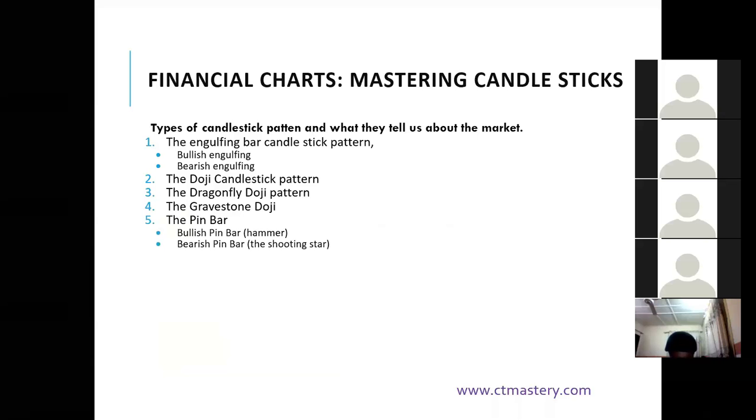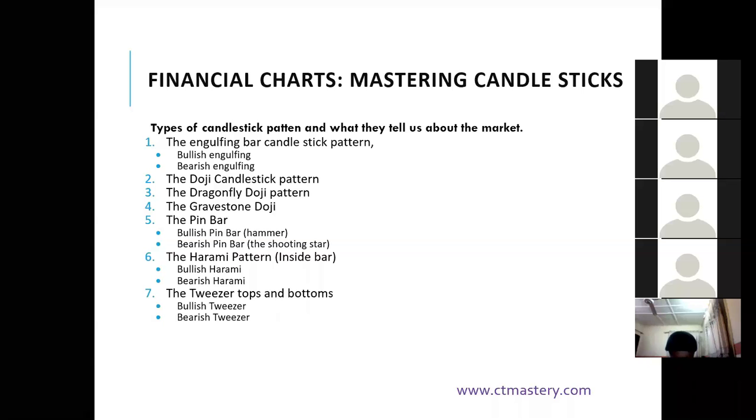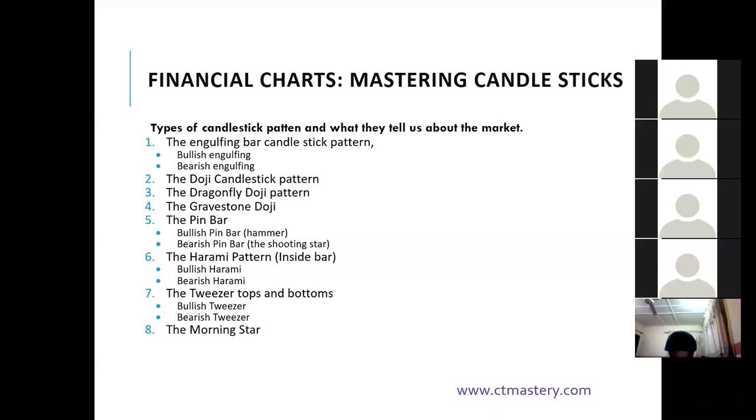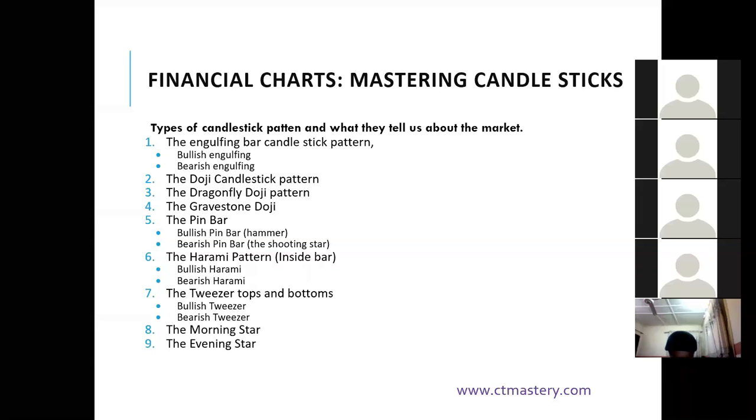We stopped at Gravestone Doji. So today we're going to talk about the Pin Bars, the bullish and the bearish, the Harami pattern, the bullish and the bearish, the Tweezer top and Tweezer bottom, also bullish and the bearish, the morning star and the evening star. And this is where we're going to end this class for today, although I'm going to give a summary of it all. But before we start with the Pin Bar, I think I should just refresh my memory with the four we have already talked about. That is the engulfing to the Gravestone Doji.